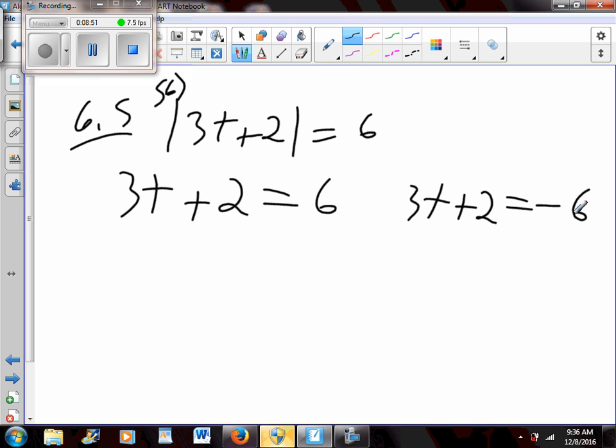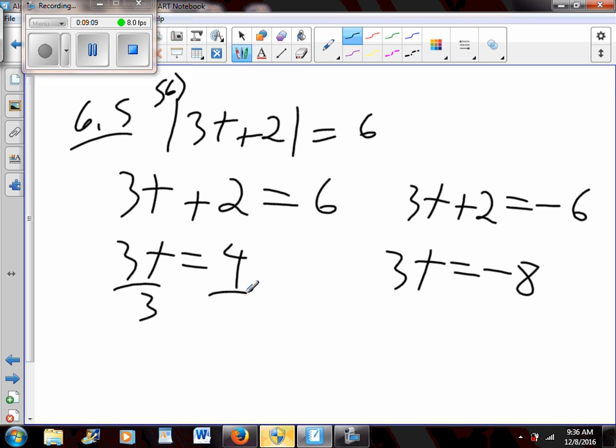All right? So what I'm going to do here is subtract 2 in both situations. 3t is going to be equal to 4 when I subtract 2 from it. When I subtract 2 here, 3t will equal a negative 8. All right? Now divide by 3 in each situation.